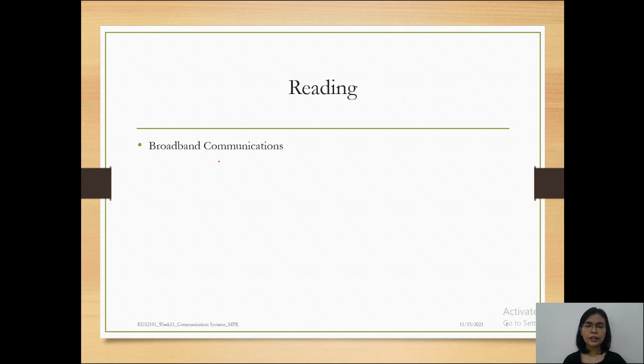Alright, for this meeting, I have provided you with a text related to broadband communications. Please look at the campus information system. The reading text is available in the week 13 link. So have a look over there and read the text that is available to you.